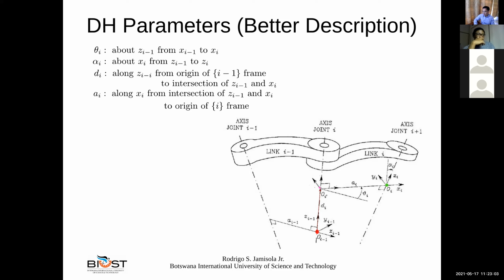So now there is a new origin of frame i minus 1. The origin becomes here. And again, this is still z_{i-1}, the same direction. Here is x_{i-1}, in this direction. Do you understand?